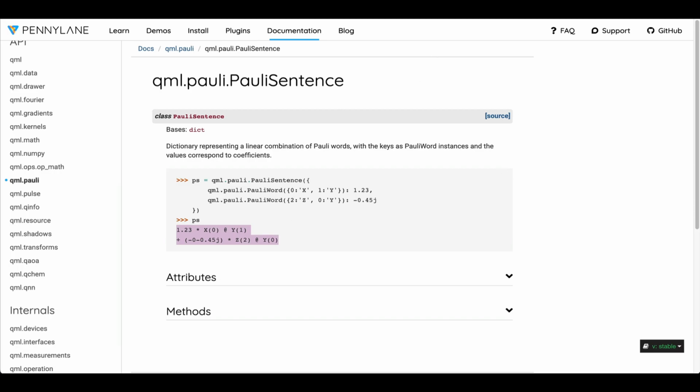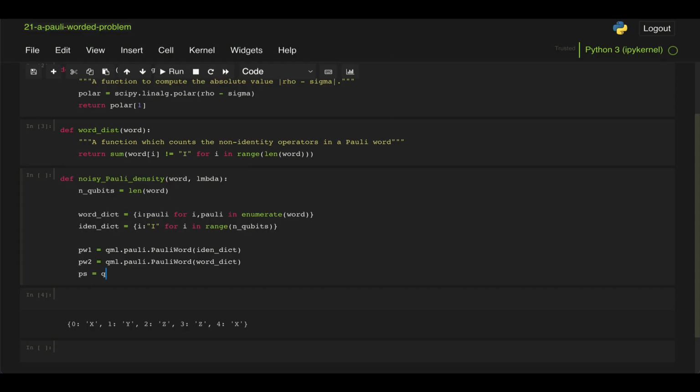So here what we do is use qml.pauli_sentence and pass the first Pauli word, which is the identity, with coefficient 1 over 2 to the n qubits, and this has to be a dictionary. So let me just put that here. And then this Pauli word 2 with the same coefficients.